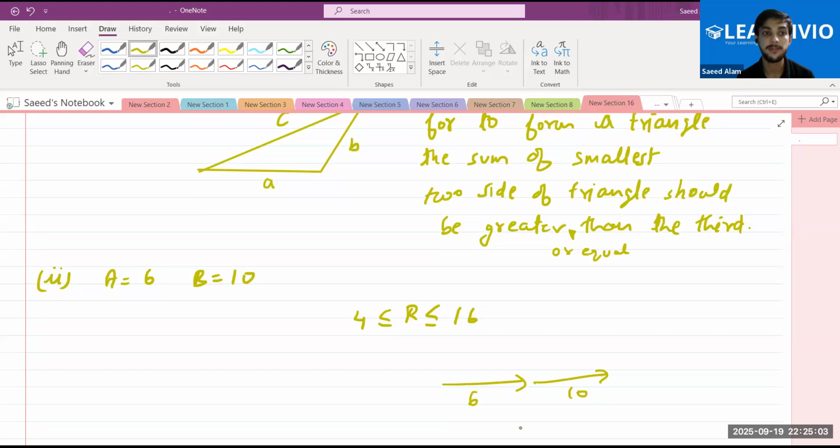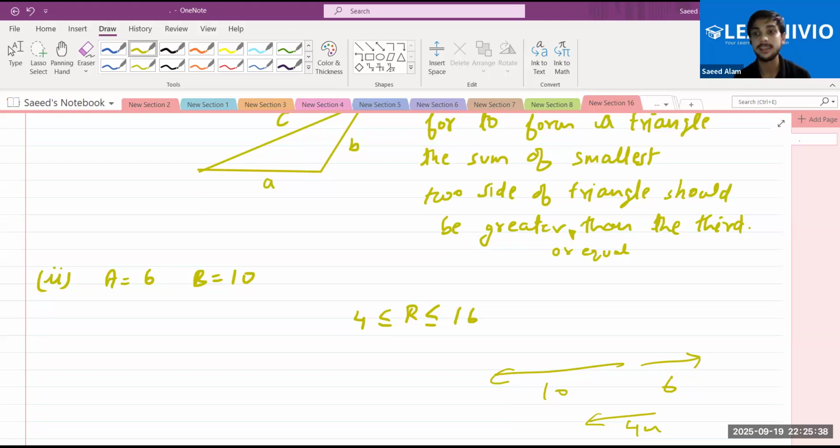So what should be the angle between A and B? 0. Yes. And if I want to get the resultant to be 4, what should be the angle chosen between them? 180. Exactly, you are right. Because if I choose the angle to be 180 degrees, I'll keep the 10 like this and 6 like this, and if I sum them up, I'll get this 4 meter. Yes or no? Yes. We are good with this.